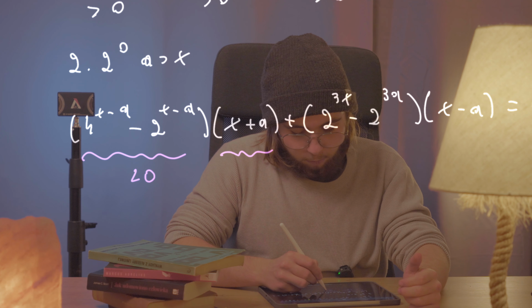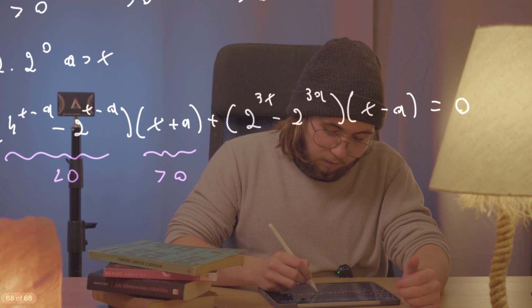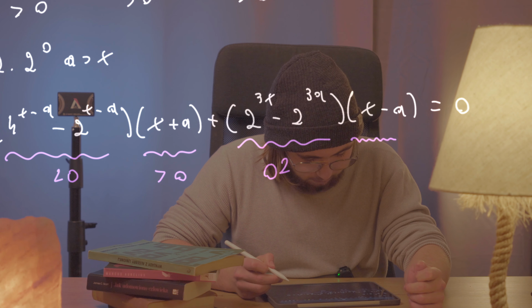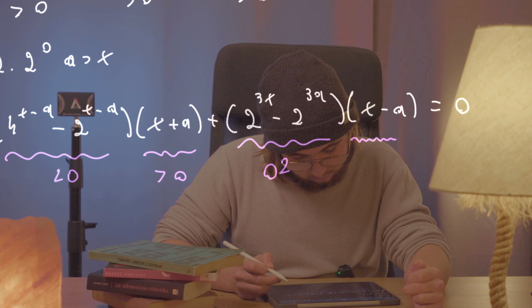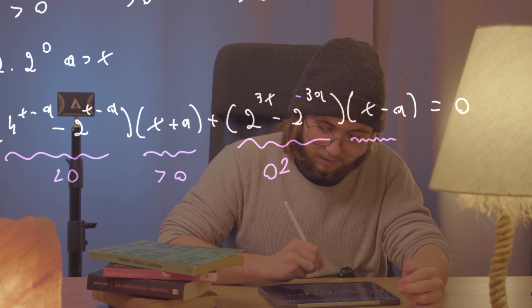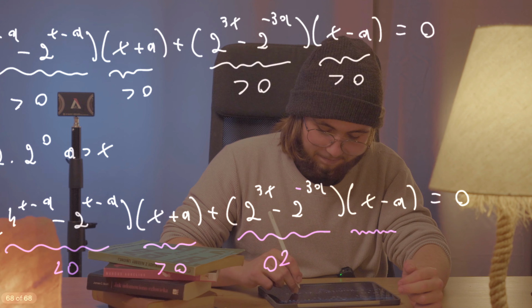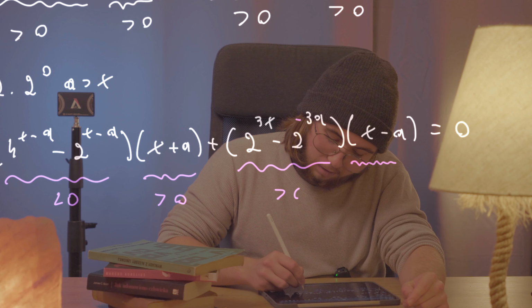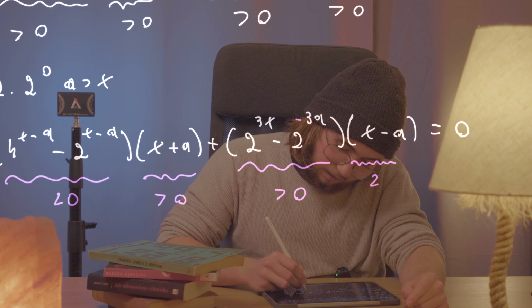Here, that's definitely going to be positive. What about this thing right there? That's definitely going to be also negative. And this thing right here. Wait, I screwed something up. This is less than that. X plus a is greater than 0. X minus a is less than 0. There should be negative triple the a here. Now it makes sense. So this stuff right there is going to be greater than 0, and this stuff right here is going to be less than 0.